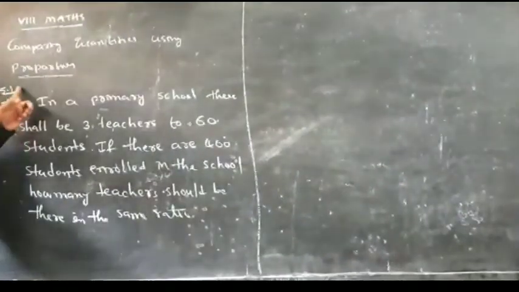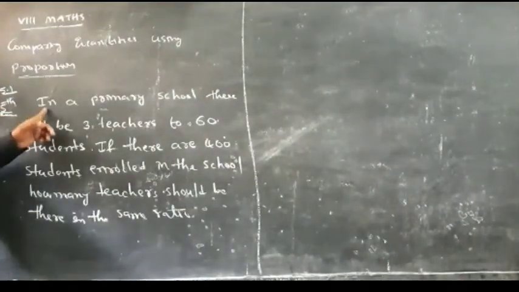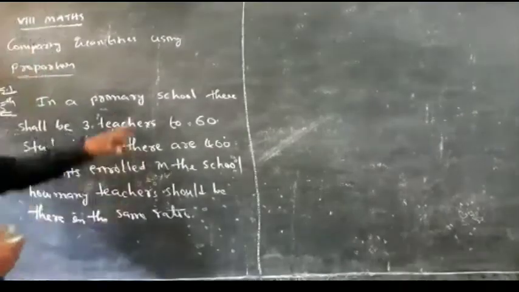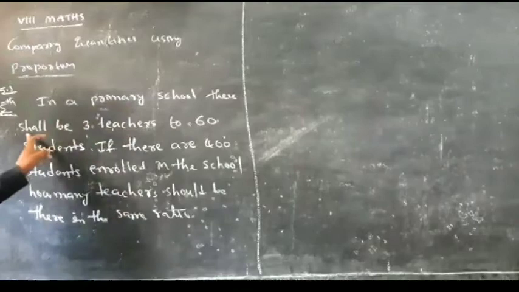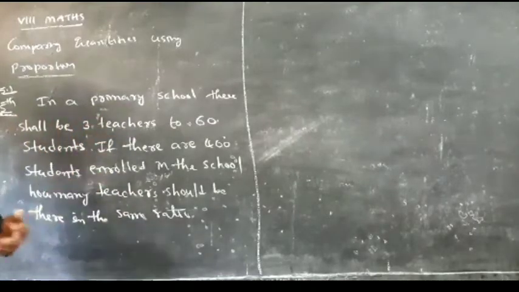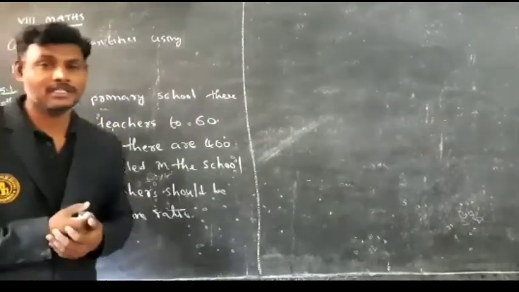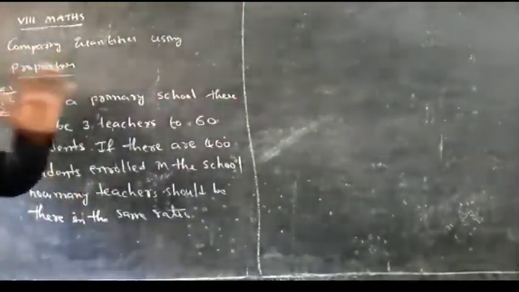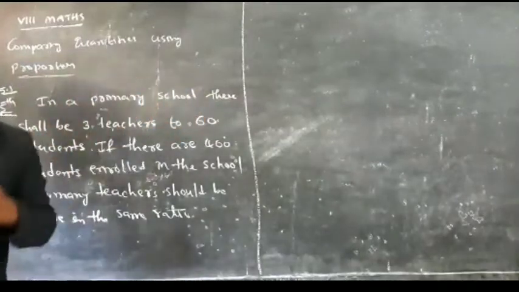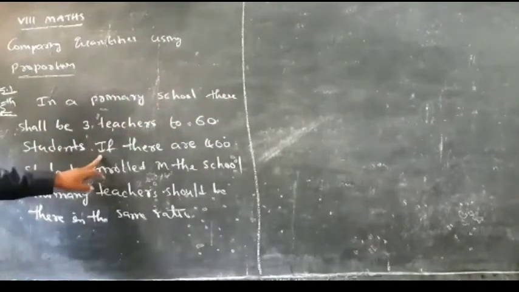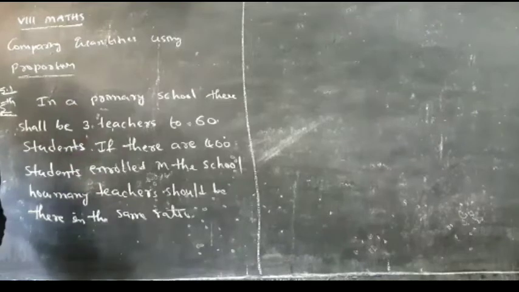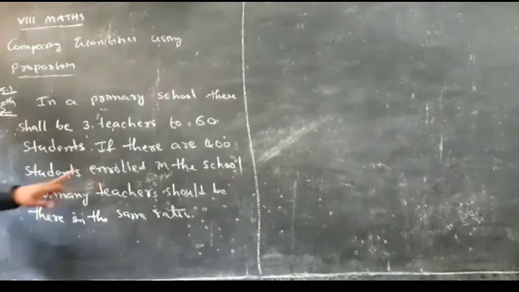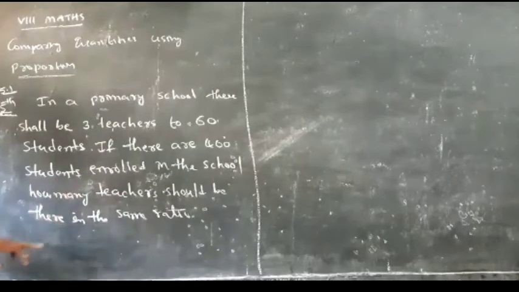Here is the 5.1 fifth question. In a primary school, there shall be 3 teachers to 60 students. So 3 teachers are required for 60 students. If there are 400 students, if students increased and enrolled in the school, how many teachers should there be?